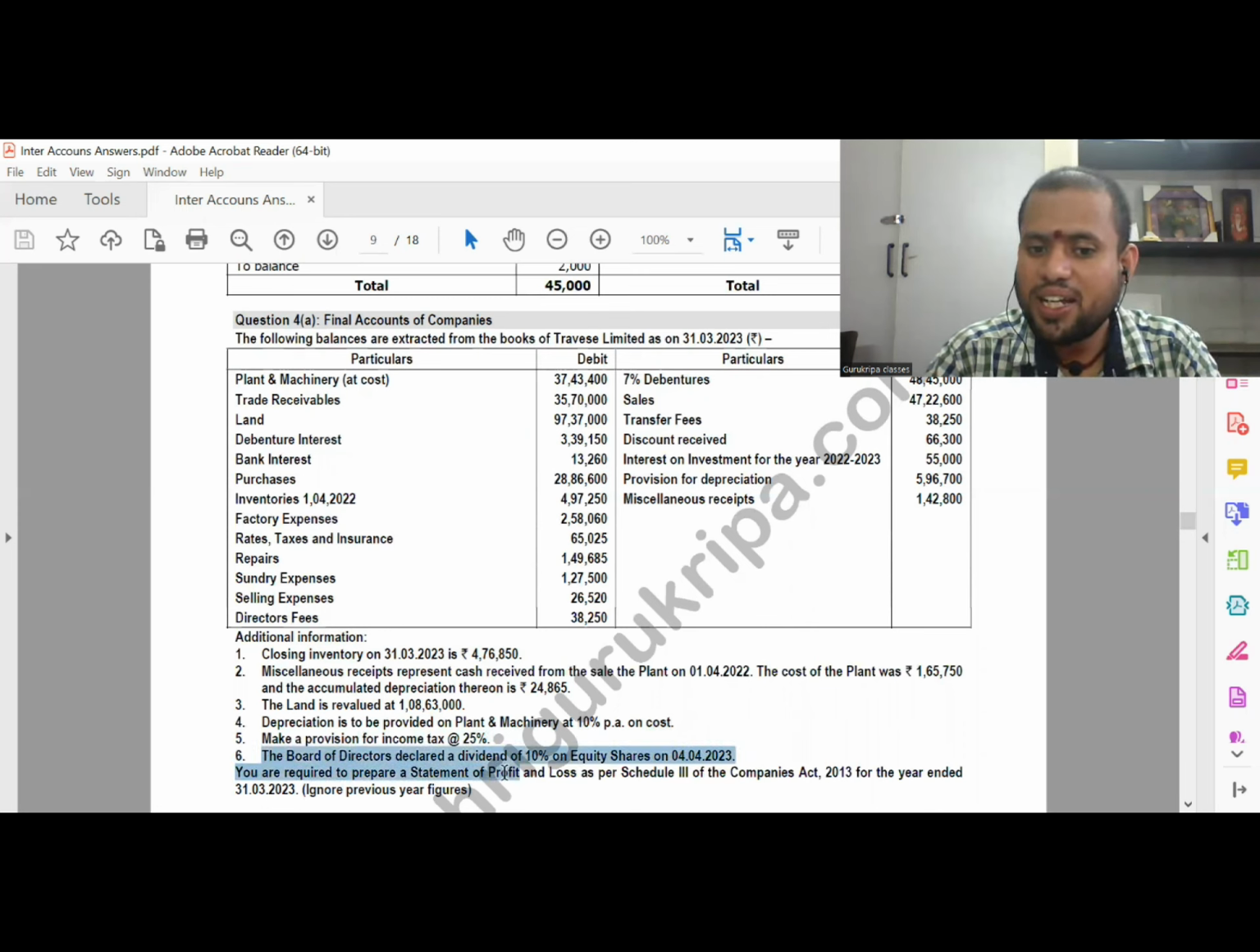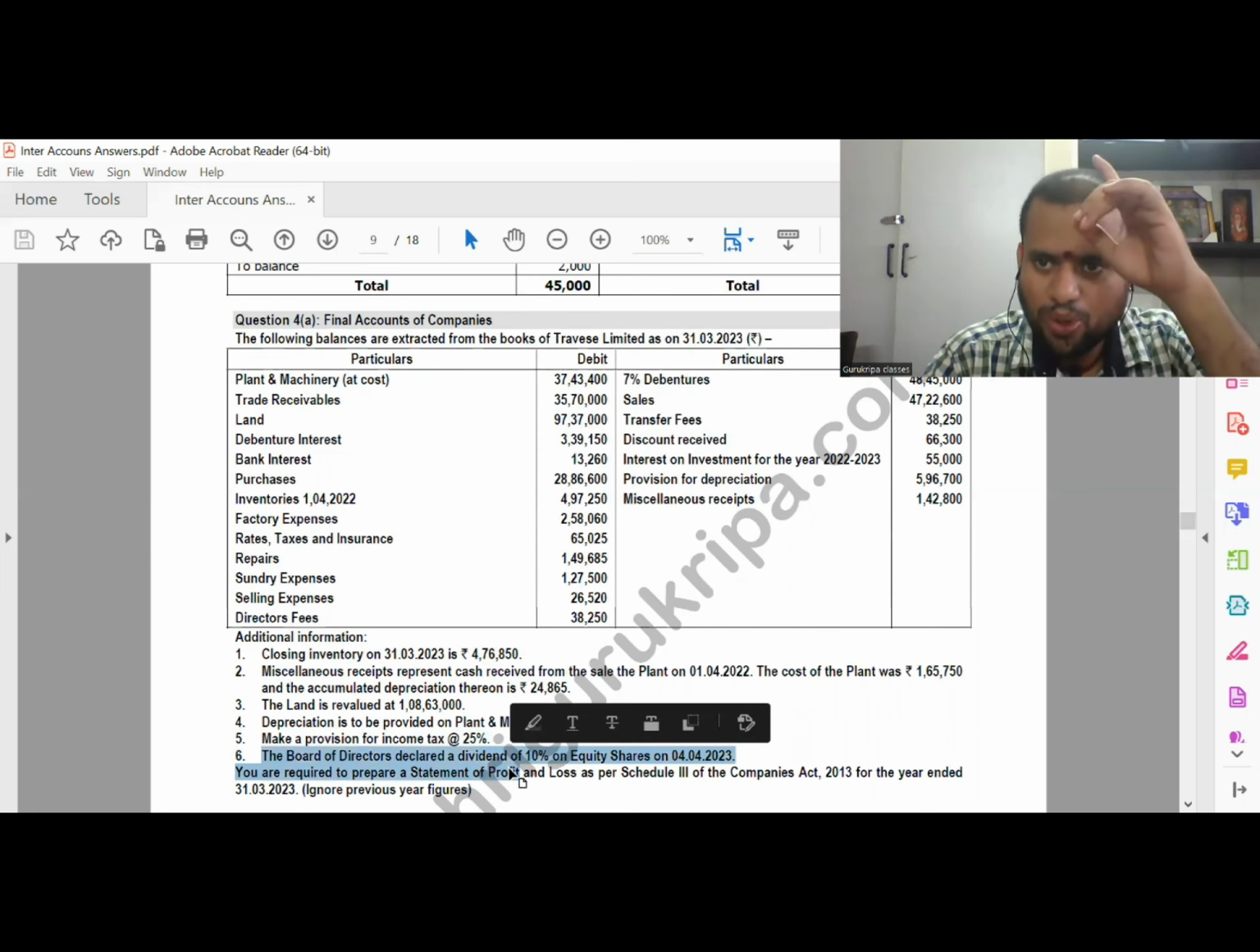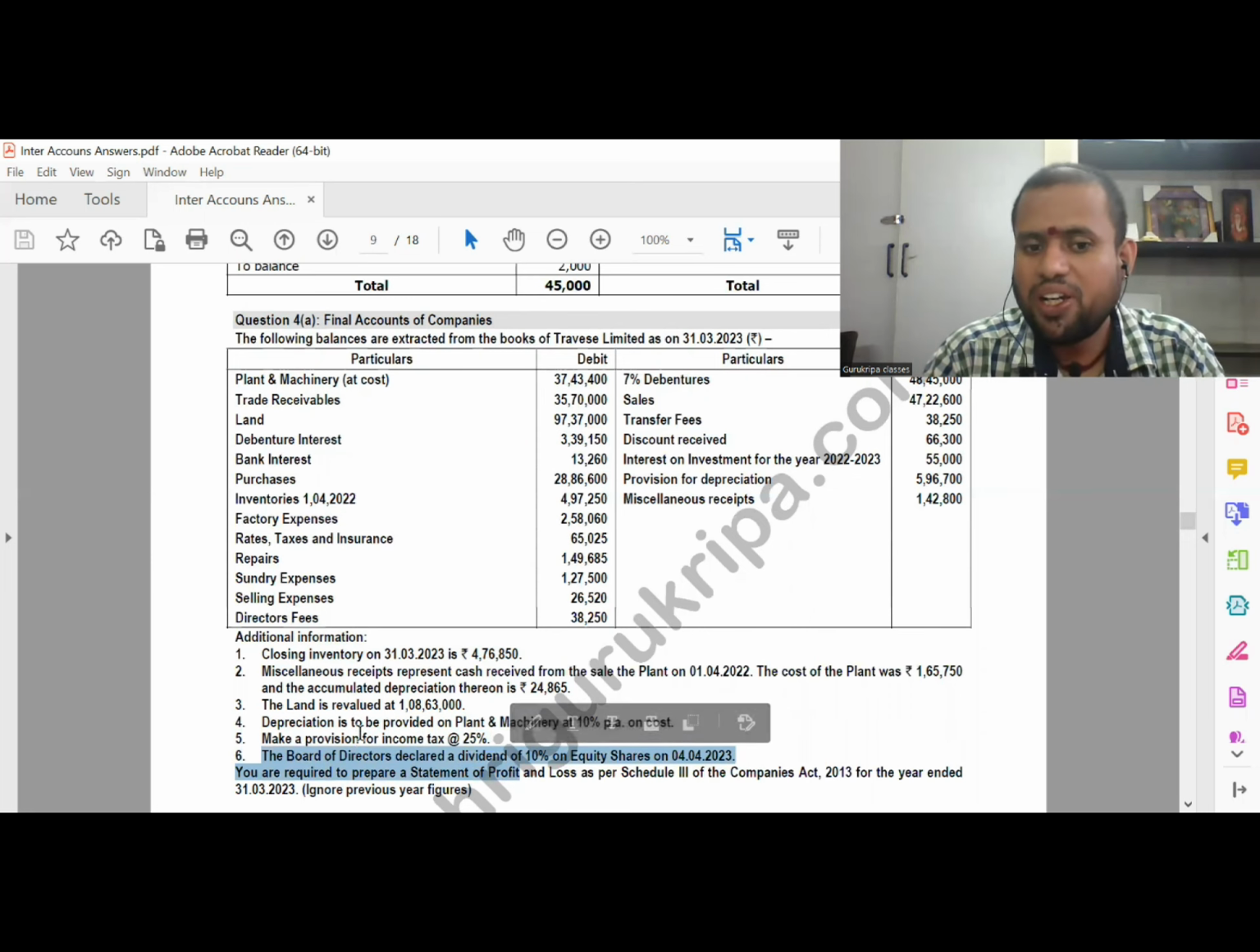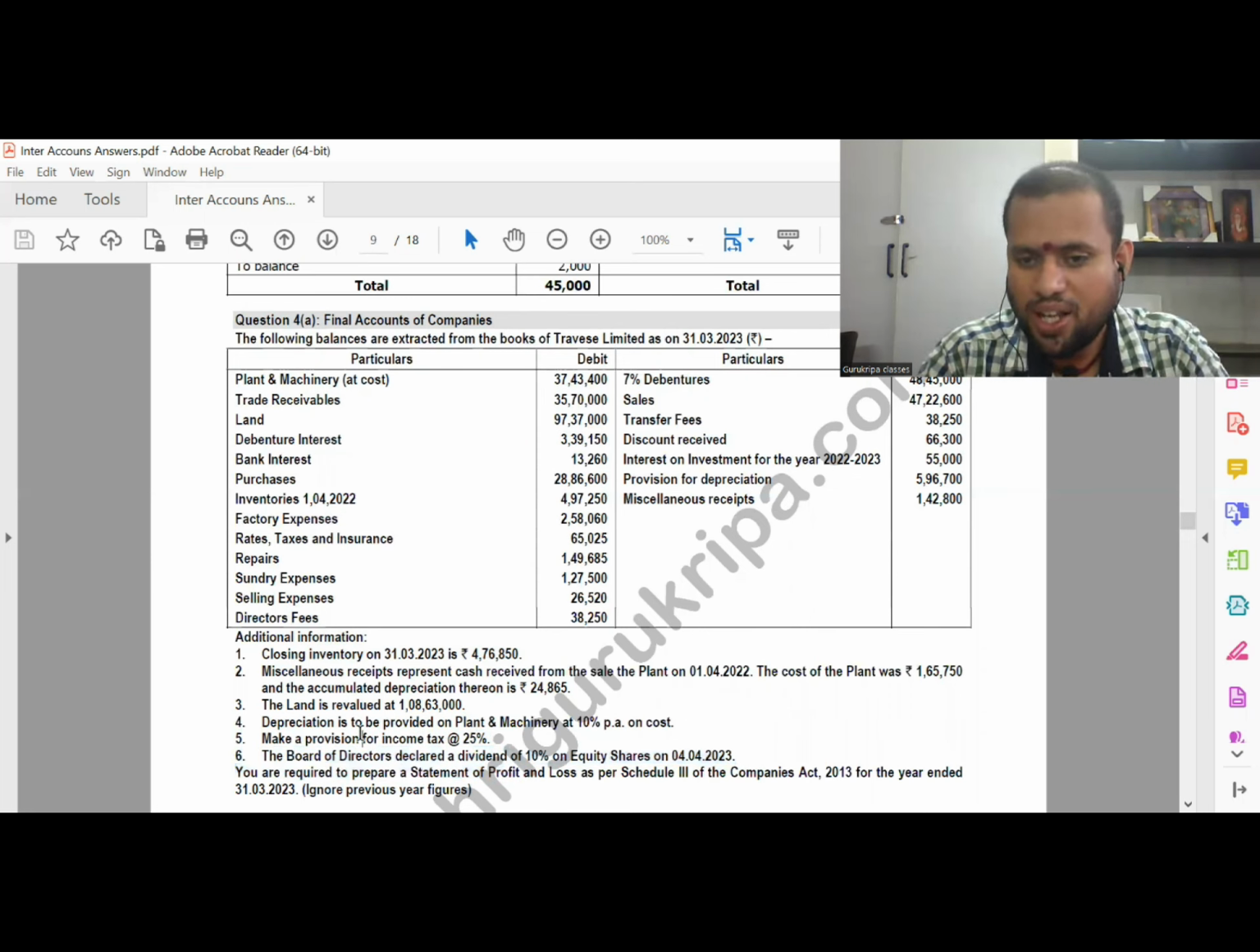The board of directors declared a dividend. This is also relevant only for balance sheet. Profit and loss account, not relevant. We will not show this as an expense here. It is only an appropriation of profit.